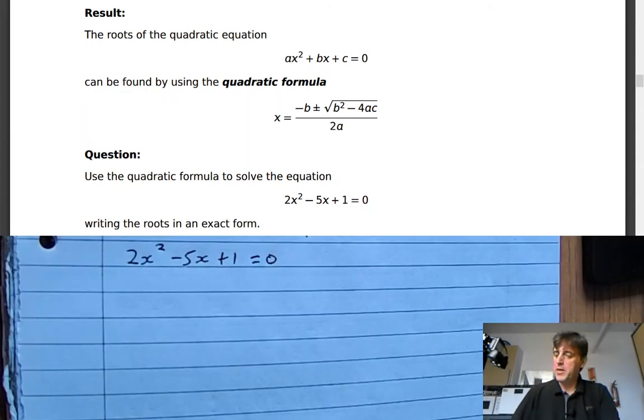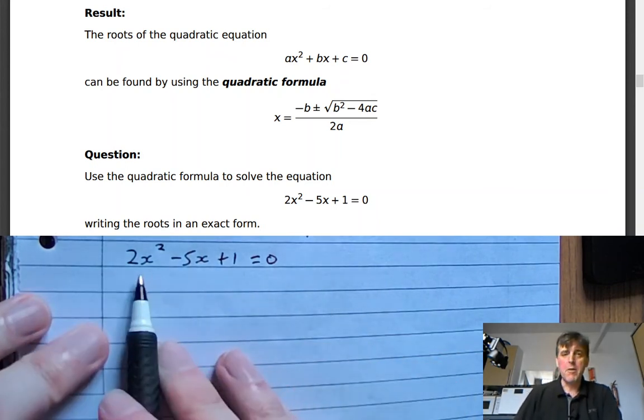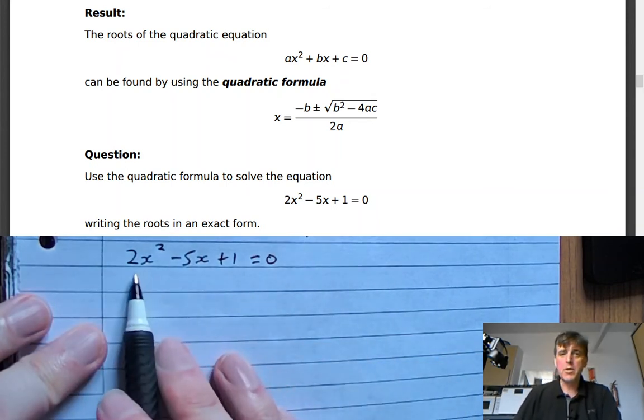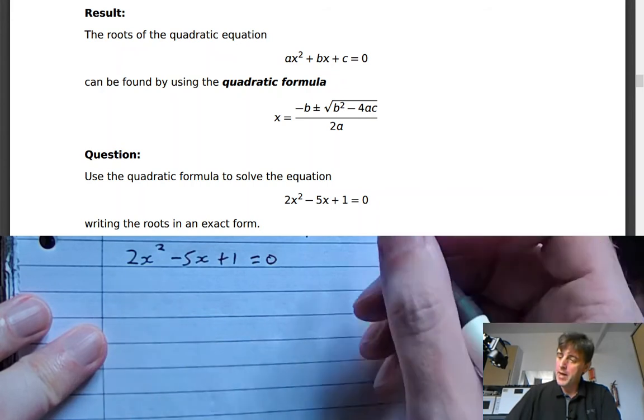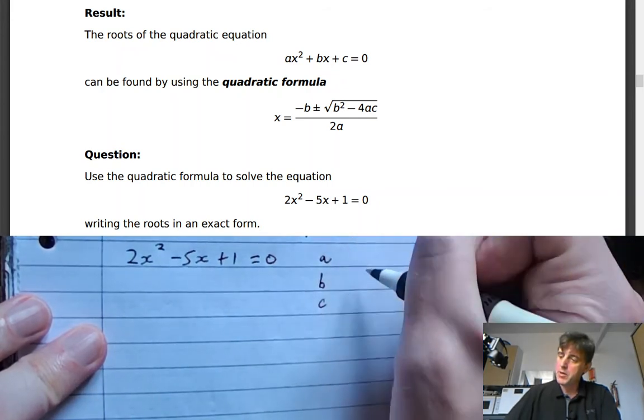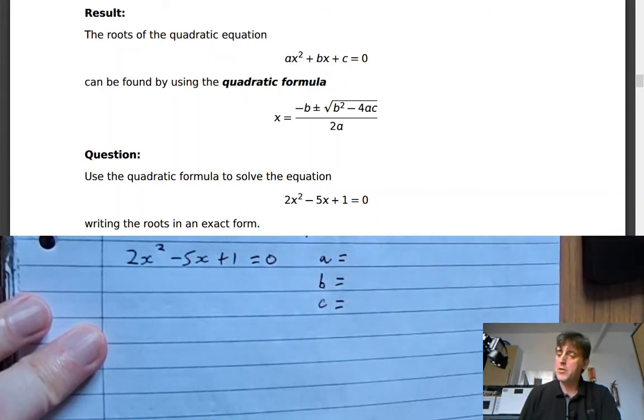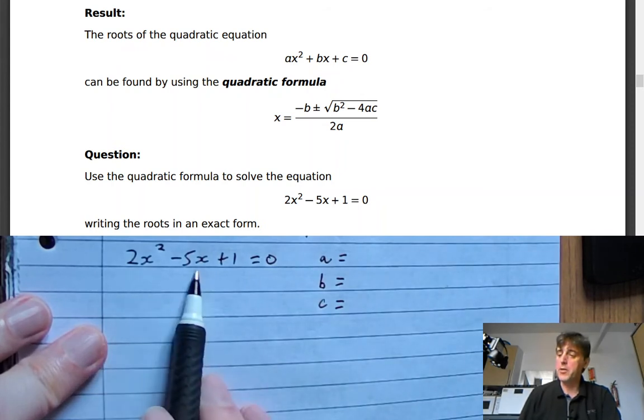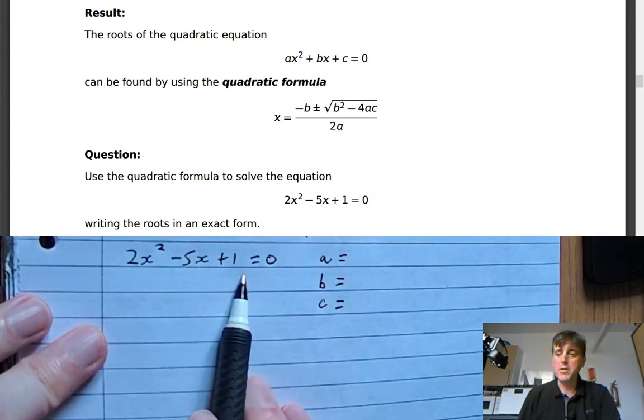So how did you get on with this one then? Well, let's see if we can work out what's going on with this. If you remember the way this works, we need to work out the values of a, b, and c to substitute into the formula. And those are just the coefficients of the x squared term, the x term, and the constant term, respectively.